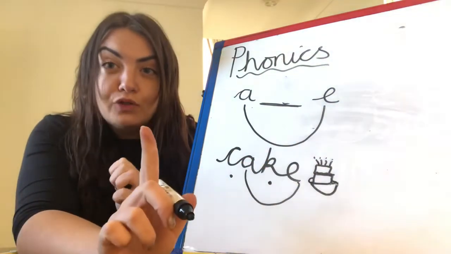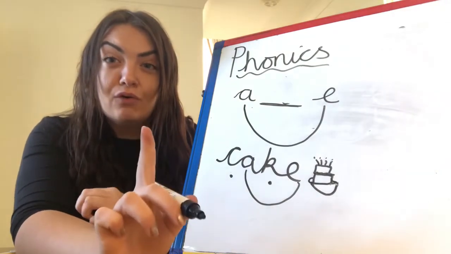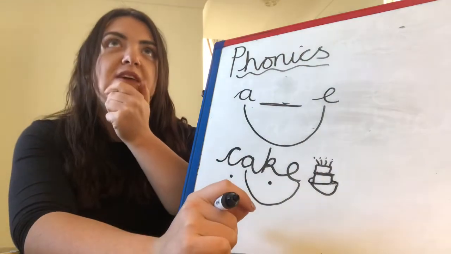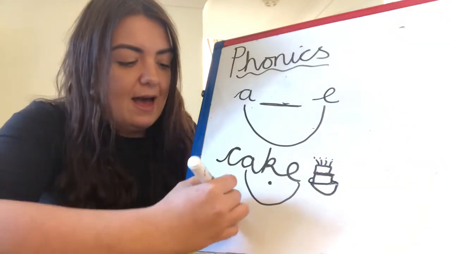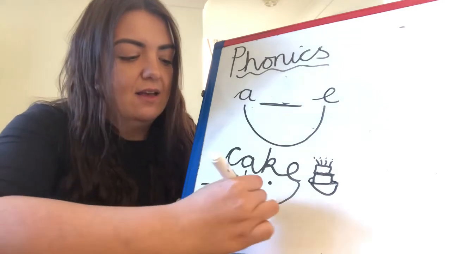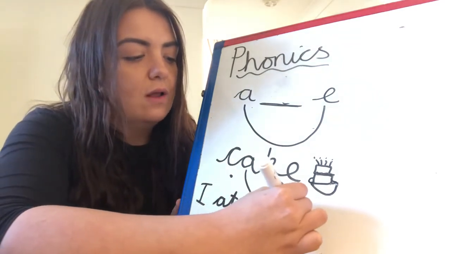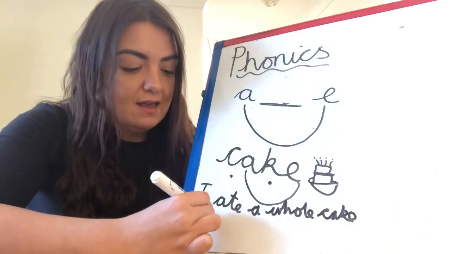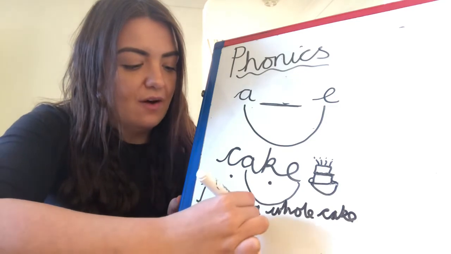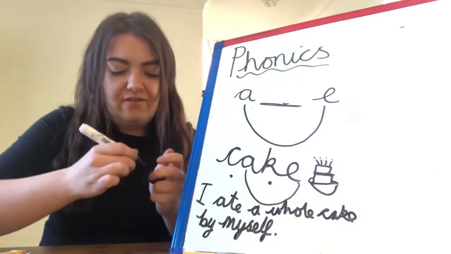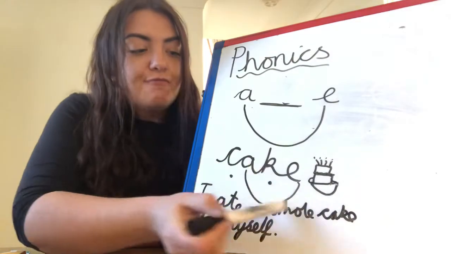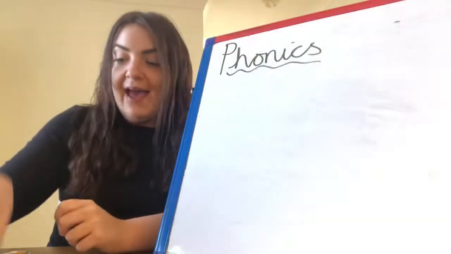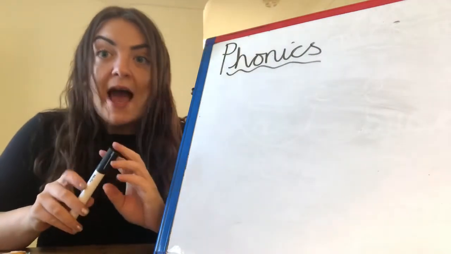Now, to also prove that you know what this means, I would like you to also see if you could use it in a sentence. So, cake, let me have a think. I'm going to use the word from the beginning: I ate a whole cake by myself. Okay, so you can see how I've read this word, I've drawn a little picture, and I've also used it in a sentence. Okay, so now we've had a little practice at reading some words.